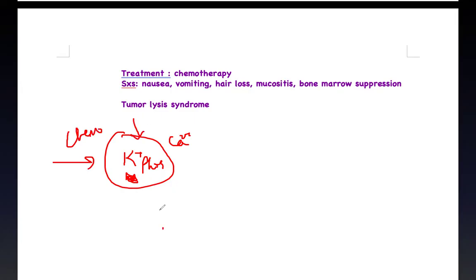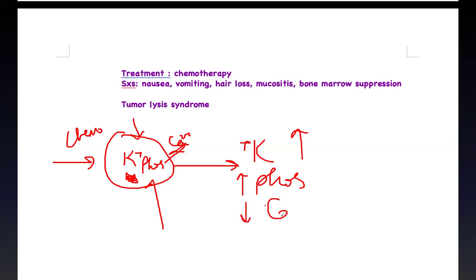The cell bursts. When it bursts, it releases more potassium. The potassium goes up, increases your phosphorus, right? The calcium gets chewed by the phosphorus. It binds to that. So your calcium goes down. And then your uric acid, this is DNA. You have a lot of uric acid.